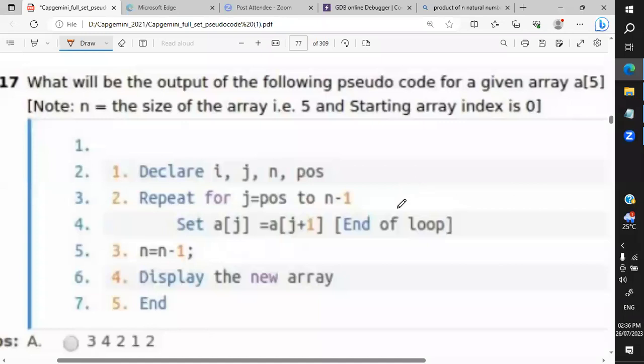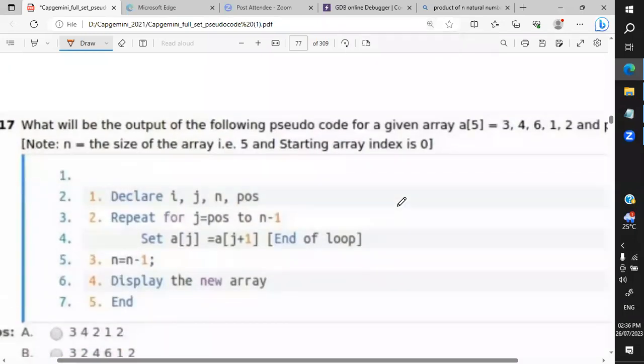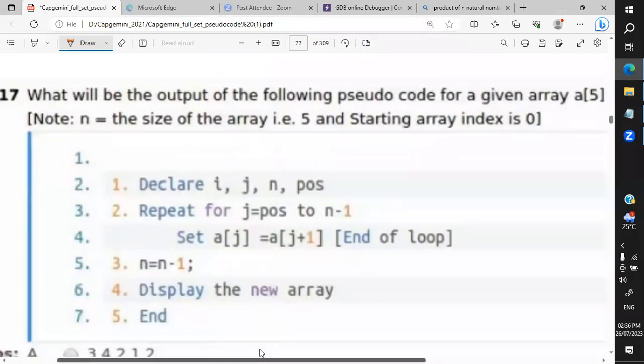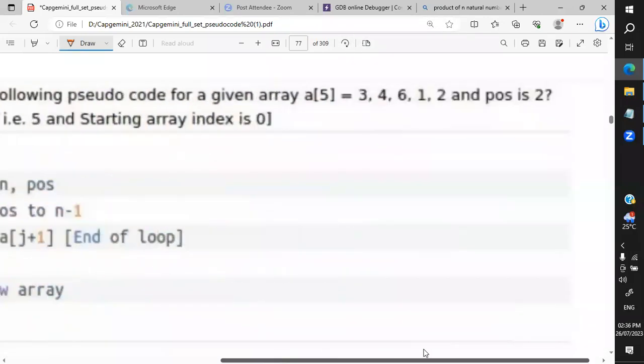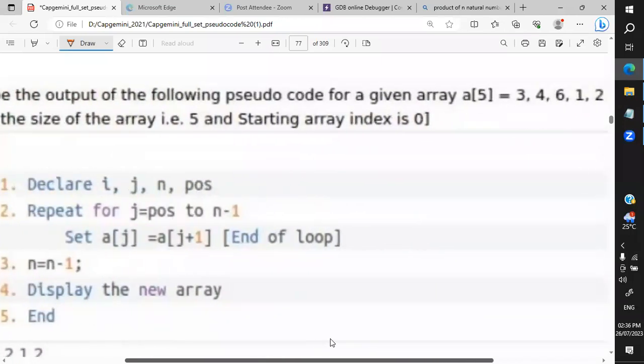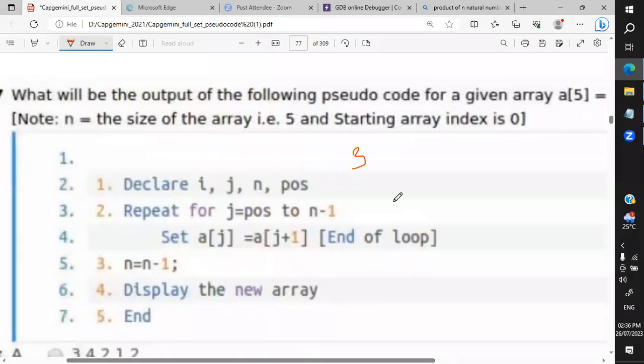Please try this, everyone. Nothing theory is given. That theory is not necessary. Array elements are given. Just see that array elements. 3, 4, 6, 1, 2 are the elements. I'll write that here for you. 3, 4, 6, 1, 2. These are the array elements. What is the output? You have to predict.